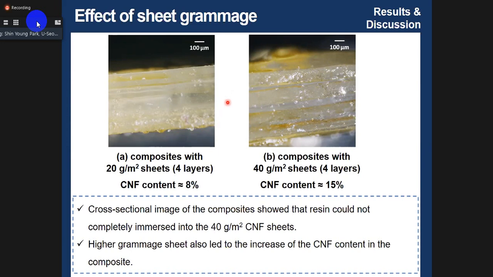Composite with 20 GSM sheet had CNF content about 8%, while composite with 40 GSM sheet had CNF about 15%, which was twice higher. Thus, we can also consider that too high amount of CNF in the composite led to the decrease in the mechanical strength.